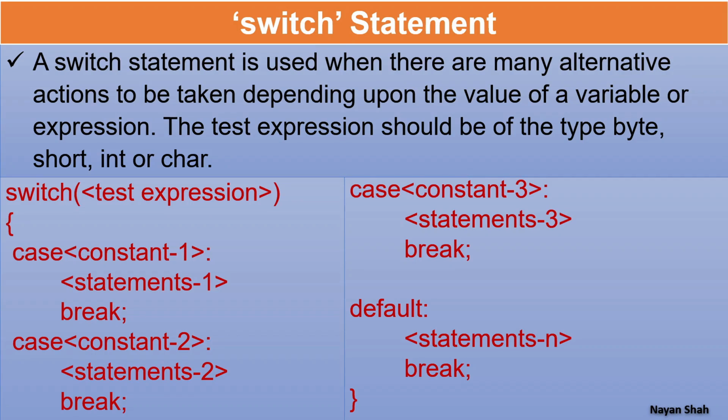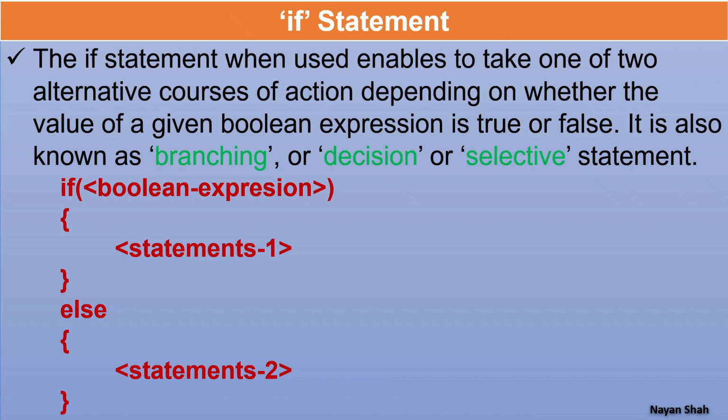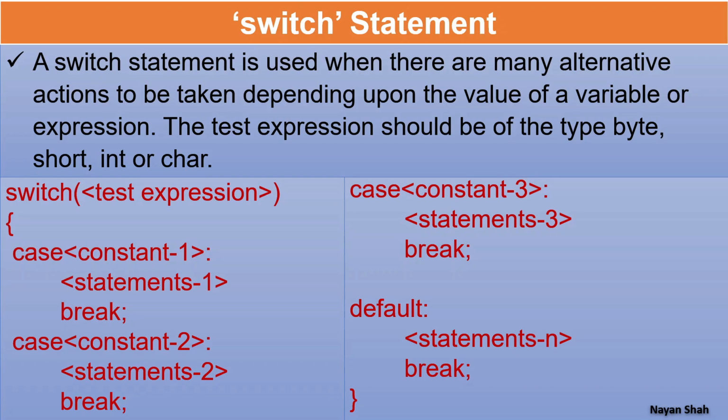Switch, on the other hand. There is a limitation of if. If can check only conditions where there are only two possible answers, true or false. But there are conditions where there can be more than two possible answers. Suppose somebody asks you, are you studying? Then there can be only two answers, yes or no. But if somebody asks you, which standard do you study in? There can be many possible answers. So how to handle such cases? For that we have the switch statement.